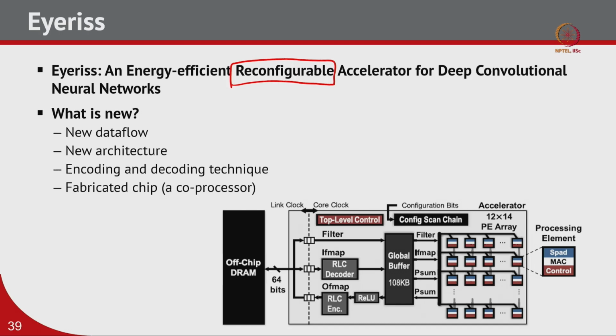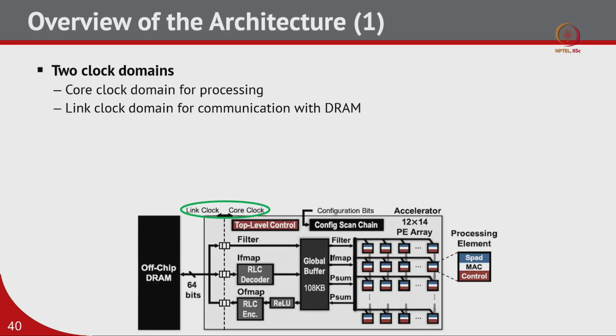Okay. Now, in Eyeriss there are many new things. One is a new data flow, then the architecture is new, there is a new encoding and decoding technique, and finally it is a fabricated chip which is a coprocessor. In this particular slide I am showing you the overview of the architecture.